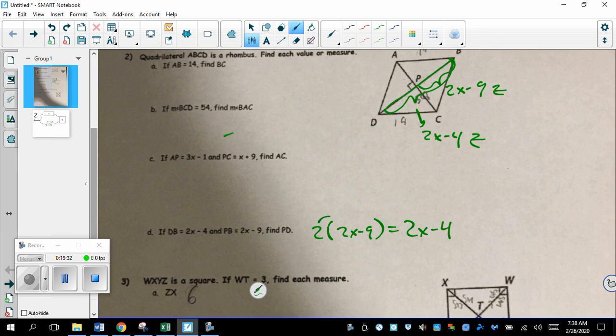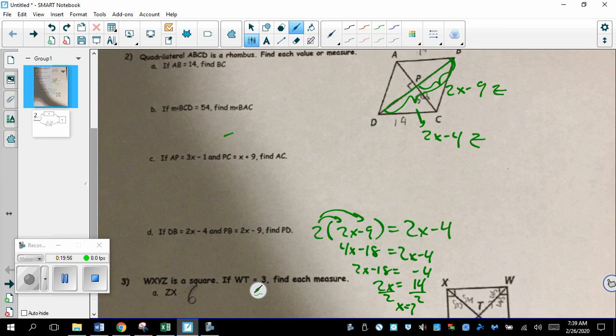Let's distribute. We're going to get 4x minus 18 is equal to 2x minus 4. Subtract 2x from both sides. So we're going to get 2x minus 18 is equal to negative 4. And add 18 to both sides, so that's going to be positive 14. And then divide by 2. I'll find that x is equal to 7.